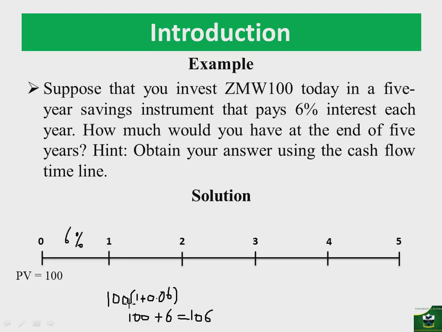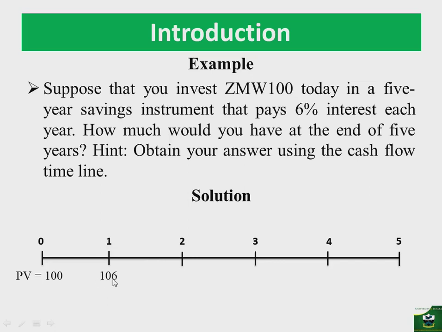So take note that when we want to get the full amount that we will have, we multiply the initial investment times 1 plus 0.06, which is the interest plus the base value of 1. Okay, so with that, we see that at the end of period 1, we will have 106 kwacha.